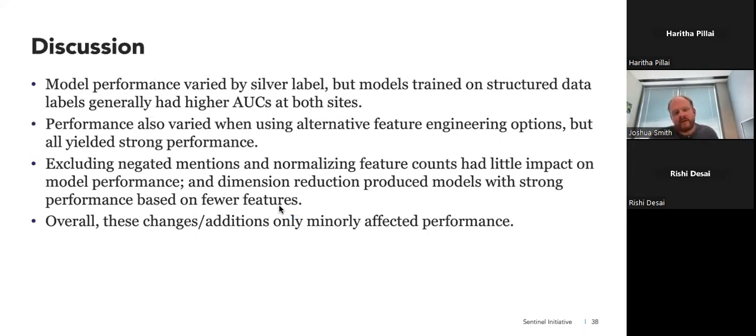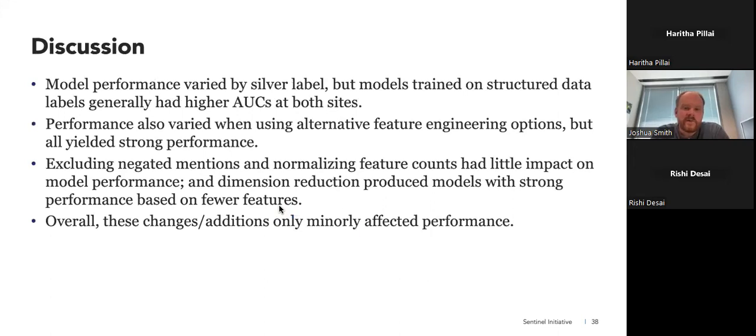The model performance varied by silver label, but the models trained on structured data labels generally had higher AUC at both sites. This is a good thing because it's easy to get those structured silver labels. Just using the ICD code had higher AUC. It resulted in better performance. We didn't have to run the NLP first and come up with an NLP-based silver label, like counting a certain number of words or terms or concepts.